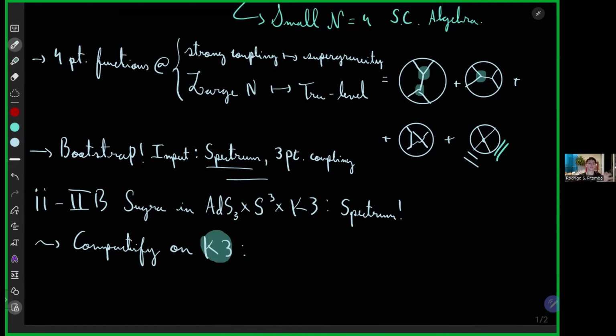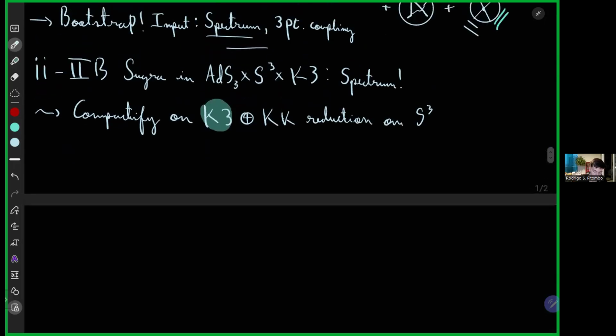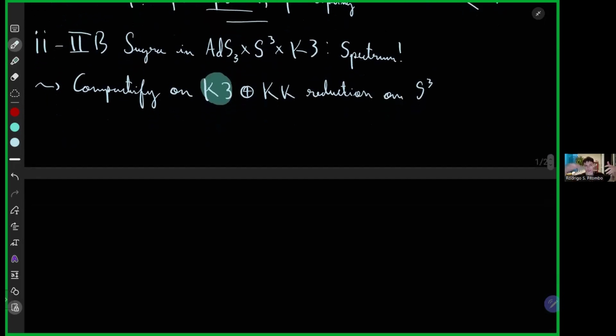And then we look for an AdS3 times S3 solution in this 6-dimensional theory. And since we have a sphere, we can do a Kaluza-Klein reduction on this sphere. So at the end of the day, the spectrum will be given by this compactification on K3, together with the KK reduction on S3. As usual in a Kaluza-Klein reduction, this will lead to infinite towers of fields, corresponding to the infinitely many possible fluctuations on the S3.